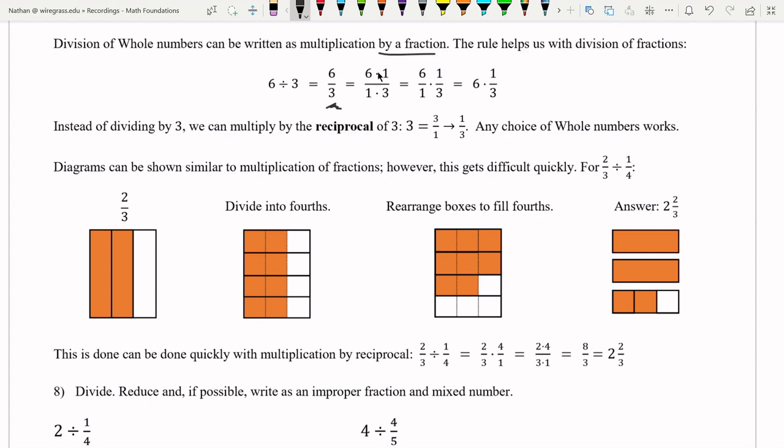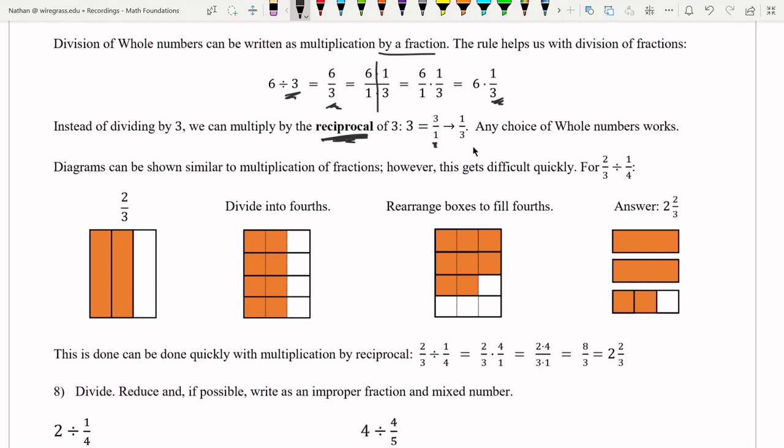But this should look very familiar, as this is a multiplication of fractions, right? If I just cut right down here, I have 6 over 1, which is just 6, times 1 over 3, which is 1/3. So 6 divided by 3 is the same thing as 6 times 1/3. Instead of dividing by 3, we multiply by the reciprocal, or the flipped version of 3. So 3 is the same thing as 3 over 1. The reciprocal of 3 over 1 is just flipping the numerator and denominator. It becomes 1 over 3.